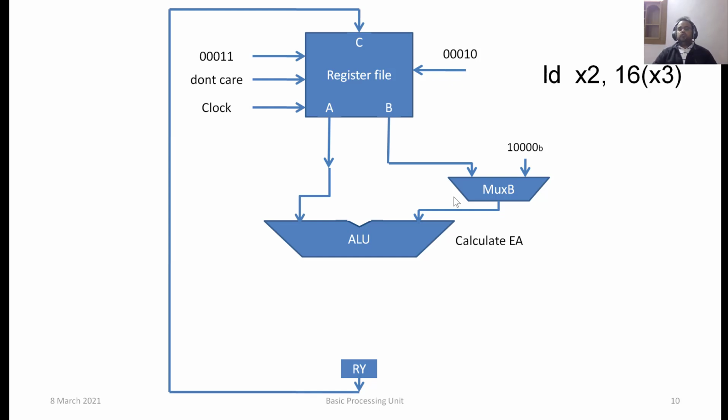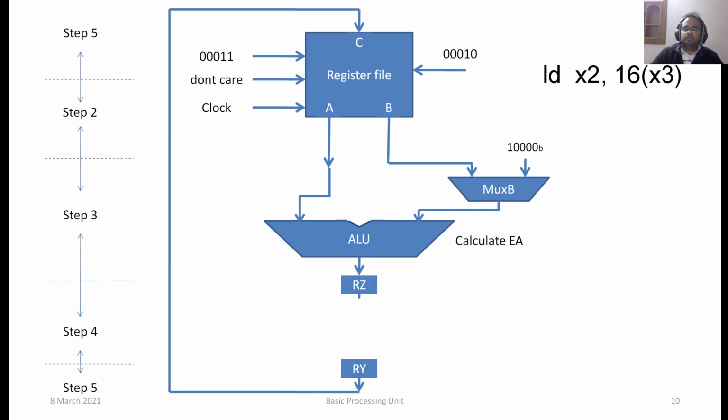Now the ALU would take the value in X3 as input A and 16 as the other input to it, add them, and we are saying that this added value is called an effective address. Now in step 4, the load instruction would, let's say we have introduced another temporary buffer RZ at the end of step 3, right? So why do we introduce that?